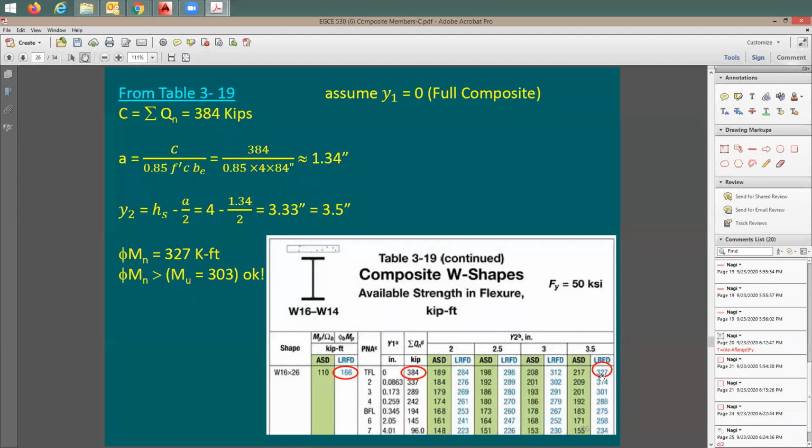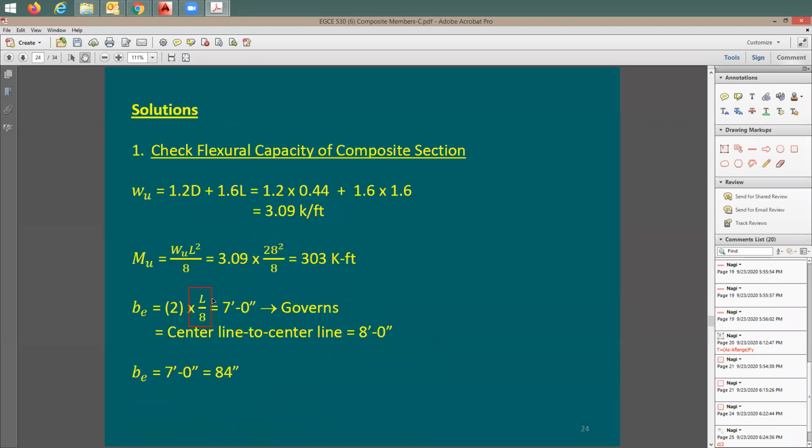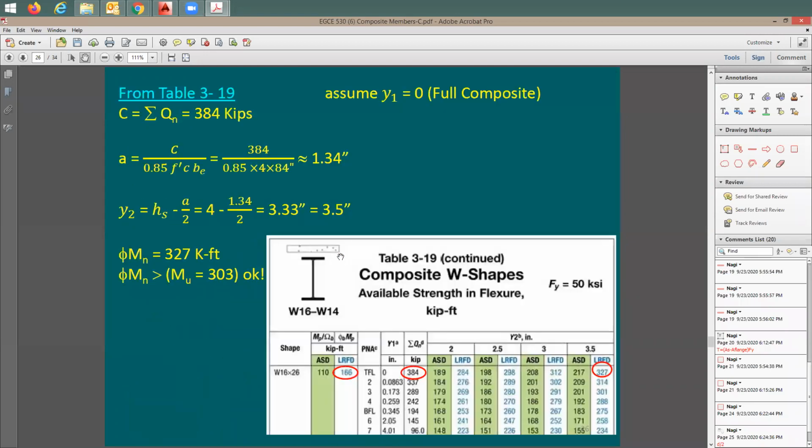So if you plan to use W16x26 full composite, you should be good. Why? The capacity is 327, more than your Mu, which is 303 kip-feet. Where do I have this Mu from? Okay, go back two slides. Here's Mu, 303. So this is a quick method here, and with that you're able to find out the full strength based on composite.